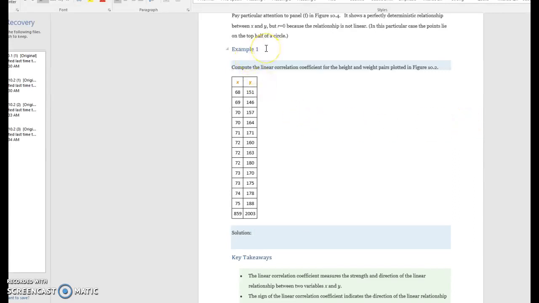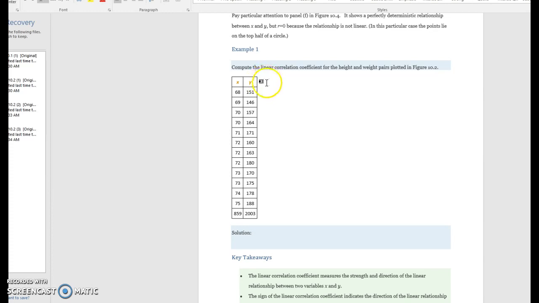All right, so let's look at example 1. We're going to compute the linear correlation coefficient for the height and weight pairs plotted in figure 10.2. So we are going to use this data and get R squared. Now, we may have noticed up above, it's a very tedious process.